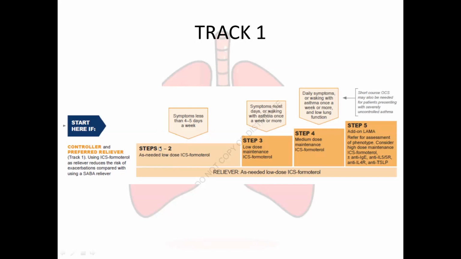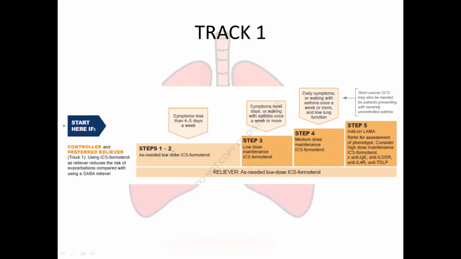Step 1 means patients are having symptoms less than 2 times per month. Step 2, more than 2 times per month, but generally less than 4 to 5 days per week. In step 3, patients are having symptoms on most days, and the patient wakes up from sleep at least once. In step 4, in addition to step 3, patients have low lung function as evidenced by spirometry. And whatever is not controlled in step 4 is categorized in step 5.